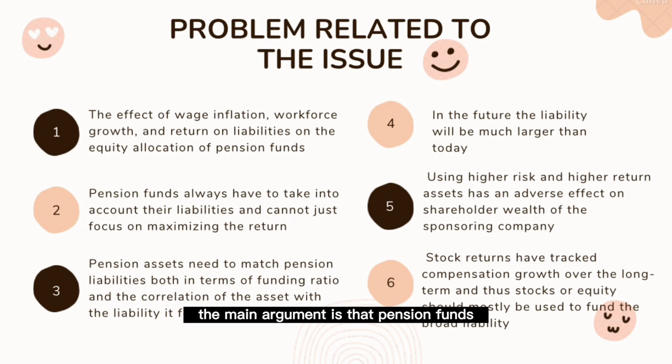The main argument is that pension funds always have to take into account their liabilities and cannot just focus on maximizing the return by applying traditional efficient frontier methods of asset allocation. Alex Talo mainly argued that pension assets need to match pension liabilities both in terms of funding ratio and the correlation of the asset with the liability it funds. This reflects the idea of the asset liability management study, which is often conducted in pension, banking, insurance and most other finance settings.